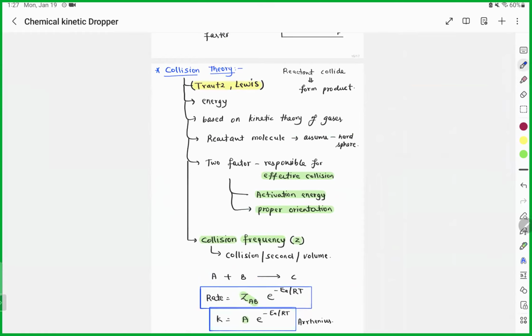So two things are important in collision theory. One is your activation energy, the minimum energy with which two molecules will collide. If there is no minimum energy, it will not collide. And second is the proper orientation.